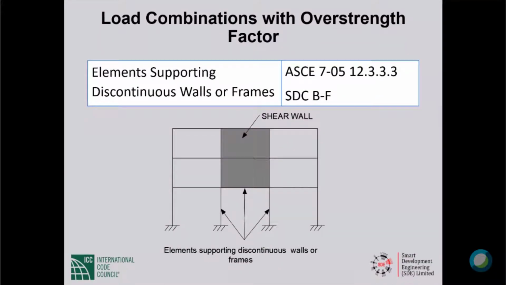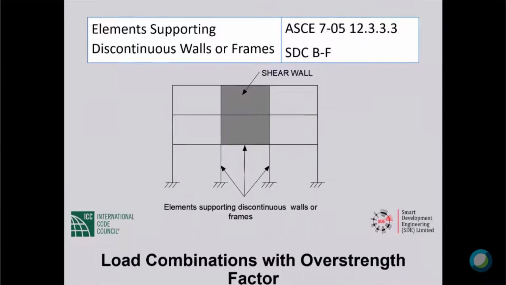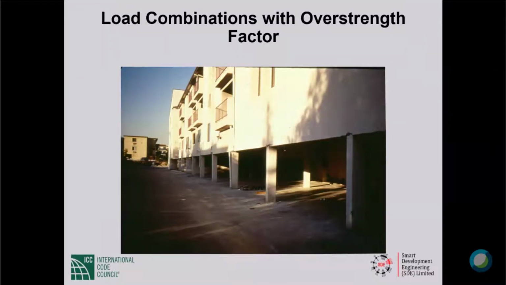The second is much more important. These things are everywhere. Elements supporting discontinuous walls or frames. Thousands of residential buildings where people park their cars underneath the apartment building all have columns supporting walls. And that is a situation where the column supporting the discontinued shear walls must be designed using load combinations with overstrength factor. So this is a huge area that we will likely discuss more than once, but those columns are a prime candidate for design using load combinations with overstrength factor.